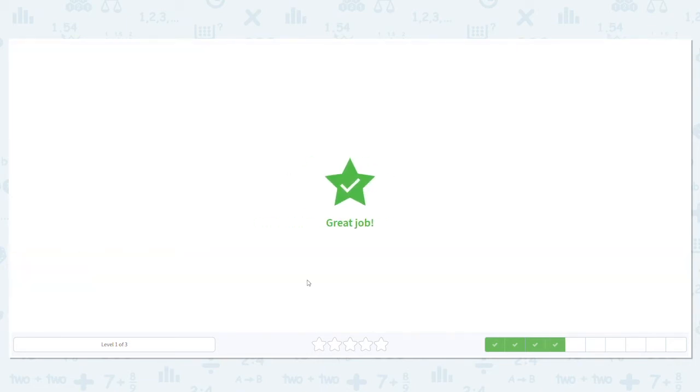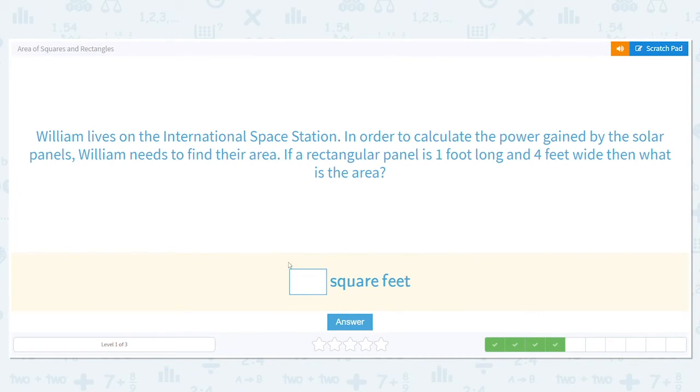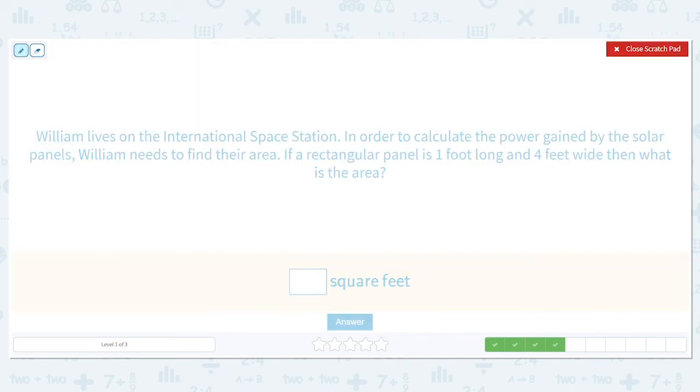Good job. Next, William lives on the International Space Station. In order to calculate the power gained by the solar panels, William needs to find their area. If a rectangular panel is 1 foot long and 4 feet wide, what is the area? All right, we're looking for area again. What is the shape of the panel? Is it a square or a rectangle? It's a rectangle. So we can draw a rectangle.